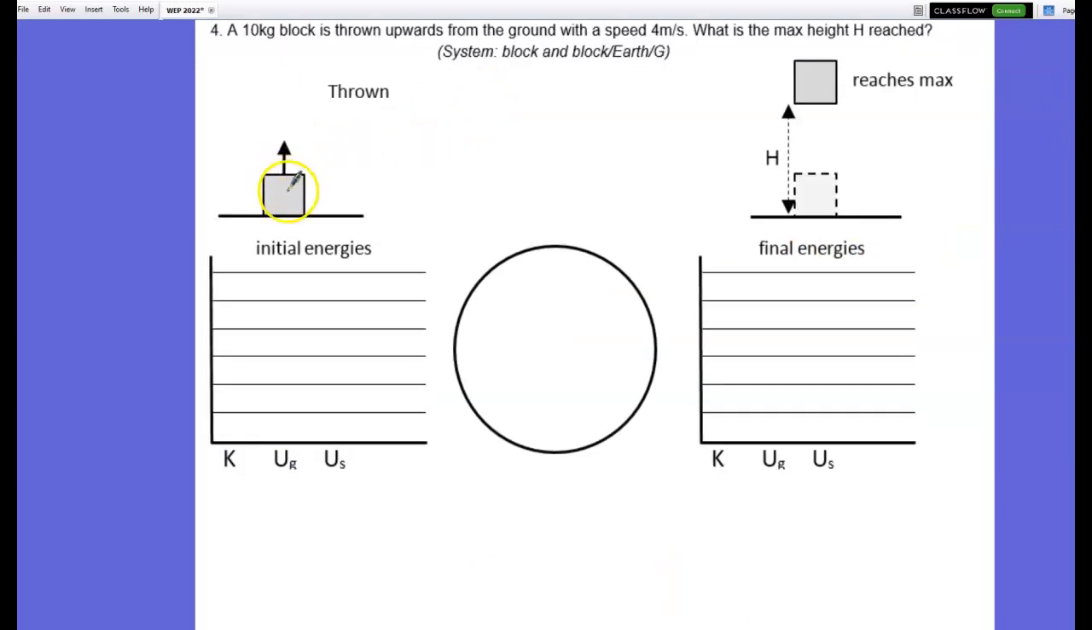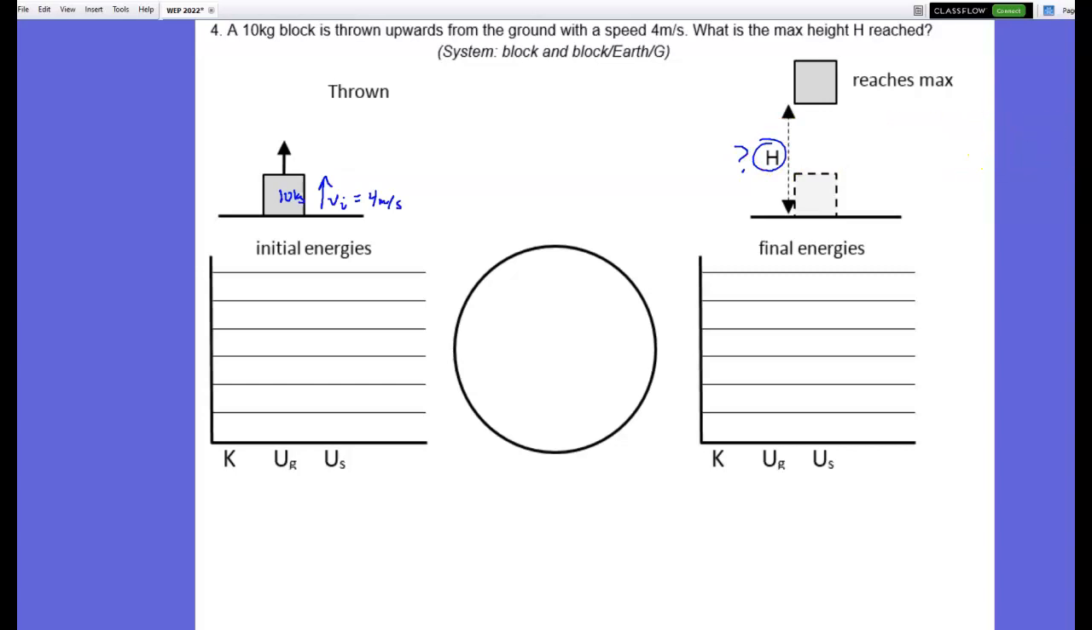Another example, this object is thrown into the air. Now, you may remember these problems, all of them that we've done so far in this presentation, we did before when we did kinematics. We just had to use acceleration and that kind of stuff. But it's actually easier to apply conservation of energy to these problems. A 10 kilogram block is thrown upward with an initial velocity of 4 meters per second. How high does it go?